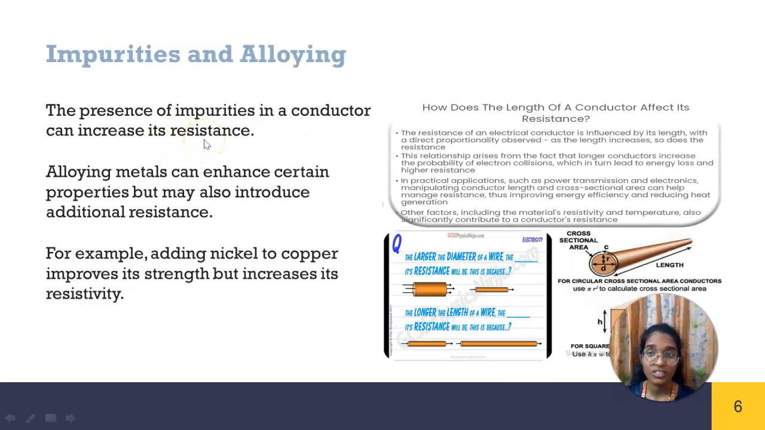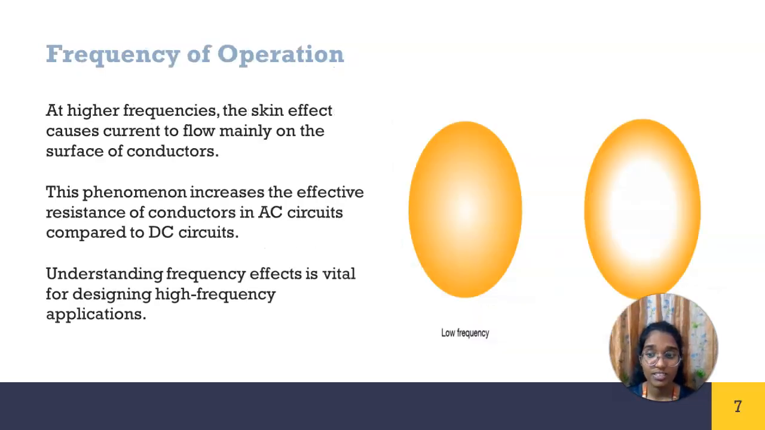Now impurities and alloying. The presence of impurities in a conductor can increase its resistance. You can see alloying metals can enhance certain properties but also introduce additional resistance. For example, adding nickel to copper improves its strength, but it also increases its resistivity. So here, the length of a conductor affects resistance. We have already seen in the last slide that length is directly proportional to the resistance.